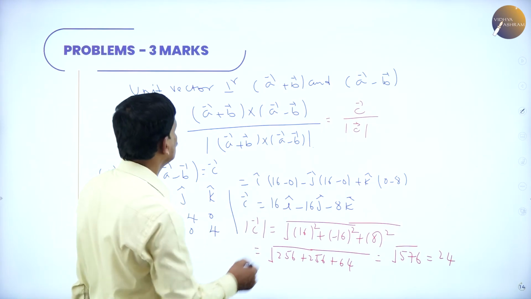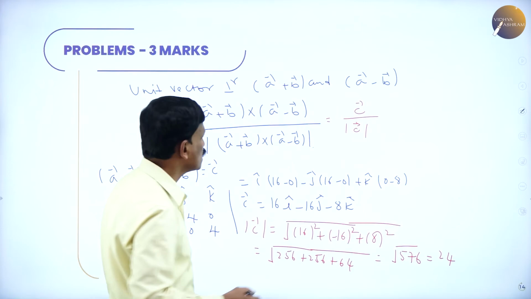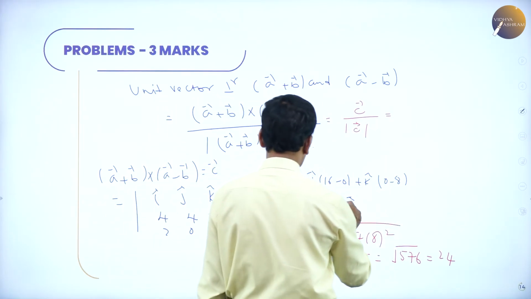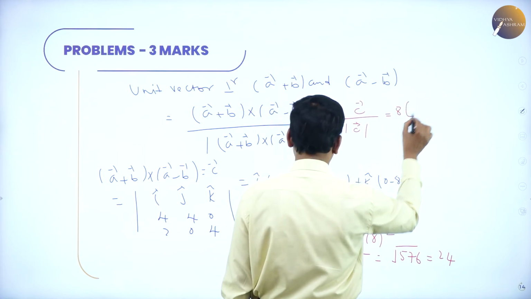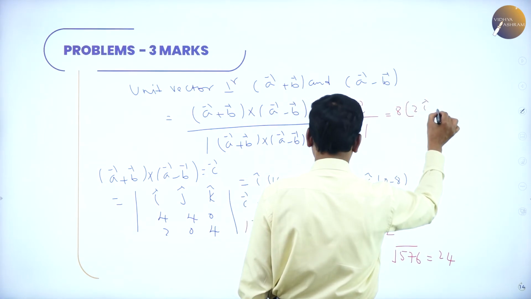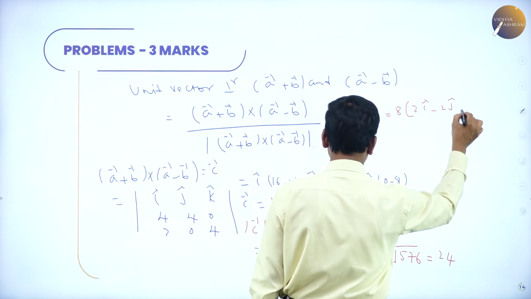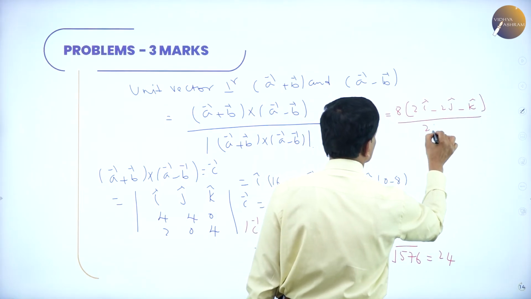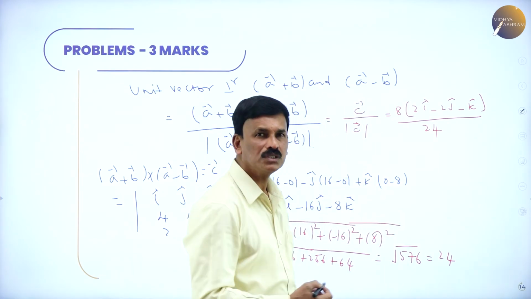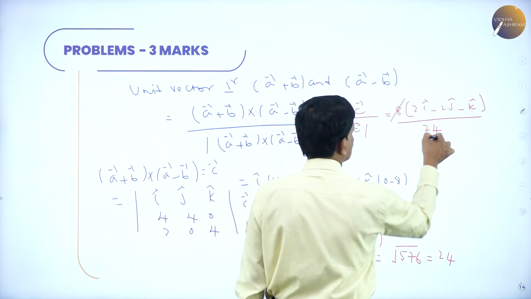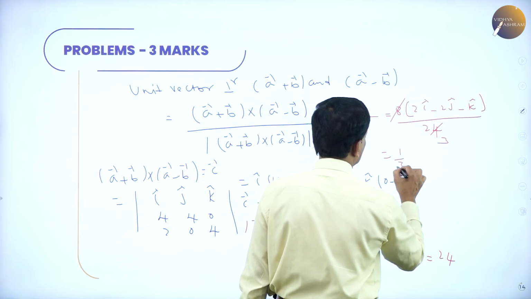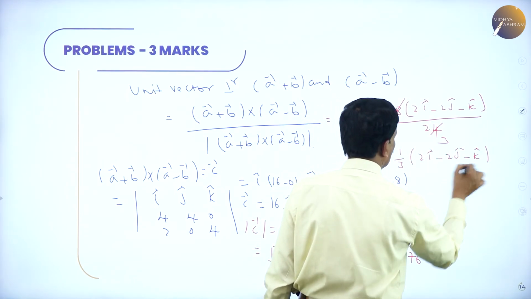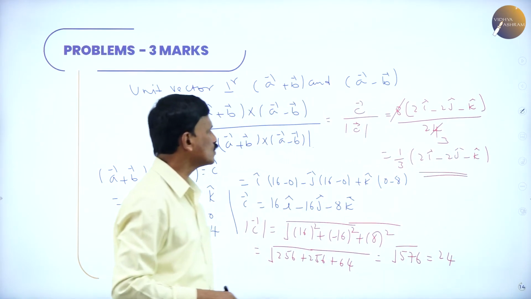Therefore, the unit vector perpendicular to a plus b and a minus b is vector c over its length. What is vector c? This is vector c. You can take 8 as a common factor: 8 into 2i minus 2j minus k divided by 24, the length of this. So you can divide: 8 threes are 24. So this is 1 over 3 times 2i minus 2j minus k cap. This is the required answer.